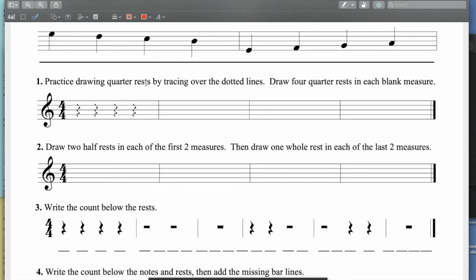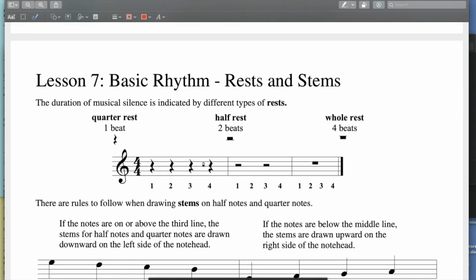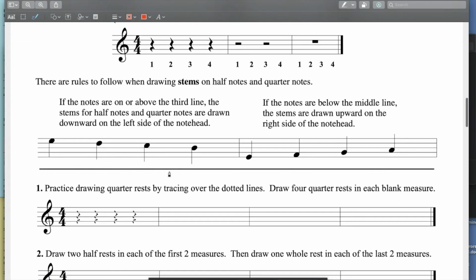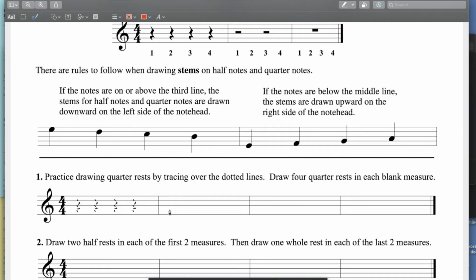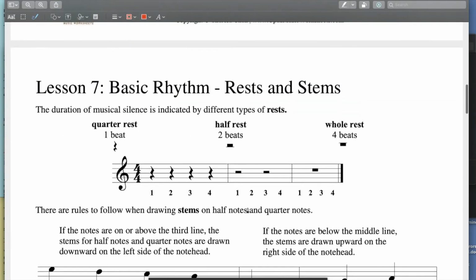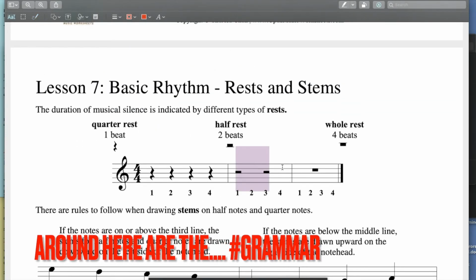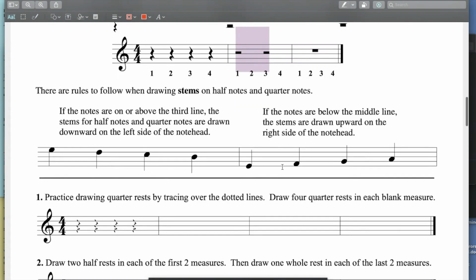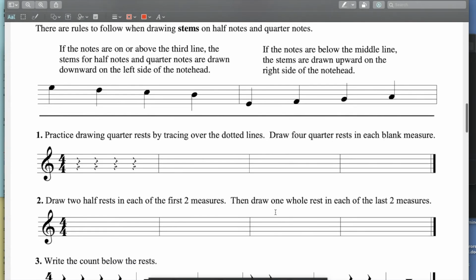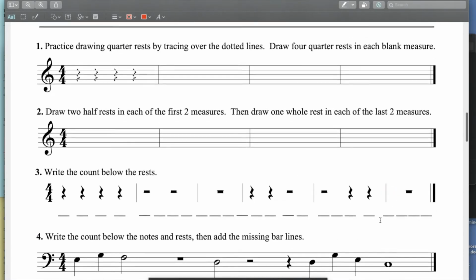All right, number 1, practice drawing quarter rests over the dotted lines. They don't have to look perfect. Make them look approximate. Here are the quarter rests. Trace 4, draw 4. Draw 2 half rests in each of the first measures. Around here is the half rests. Copy those. Then it says draw a whole rest in each of the 2 last measures. Over here on the left, you should do 1 whole rest right here and 1 whole rest right there. Write the counts below the rest.